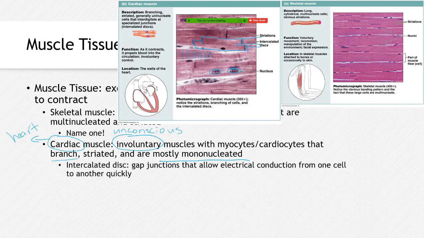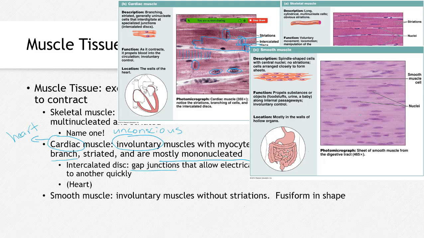They do have these structures here. Notice that these darker staining structures are the intercalated discs. If we went back to the beginning of this chapter, we talked about gap junctions. This is a gap junction that allows communication from one cardiac muscle cell to the next one. So when it contracts, all of them will be able to contract at the same time. So we find this in the heart.